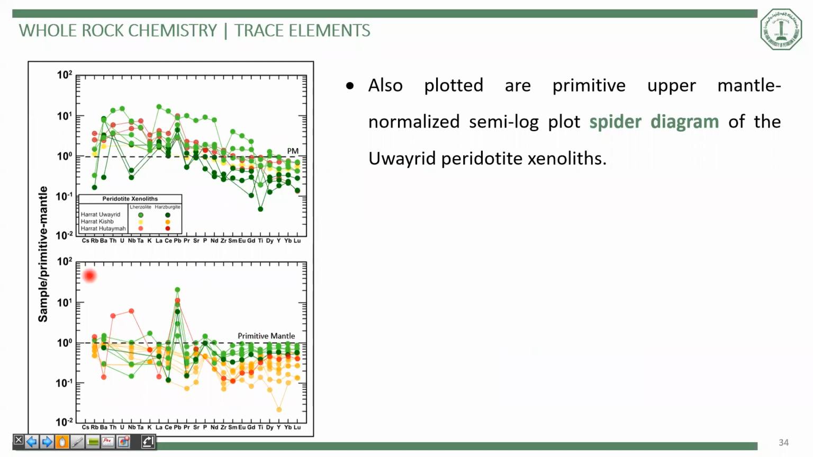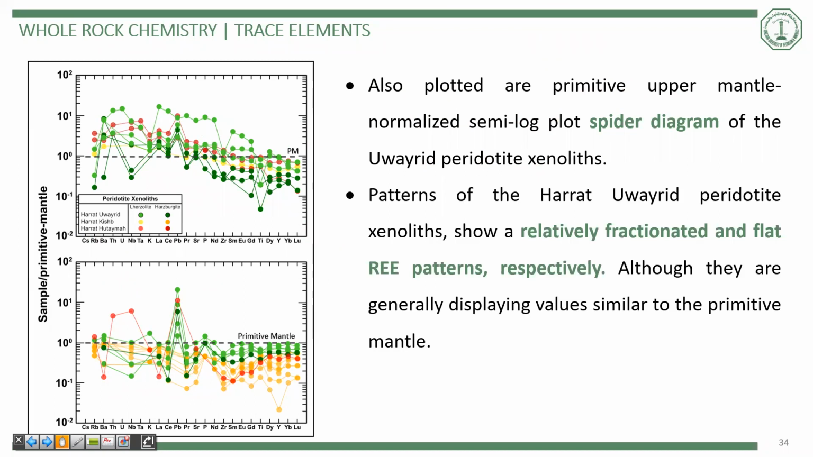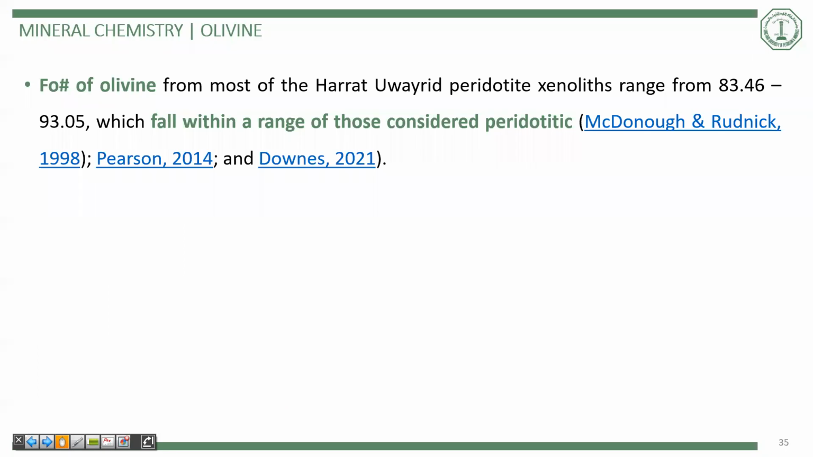Also plotted are several more variable trace elements onto the spider diagram normalized to primitive upper mantle. And here we have patterns that are relatively fractionated on the top and flat patterns on the second trend at the bottom, although generally they are still displaying values similar to the primitive mantle represented by the dashed line. We will continue with the mineral chemistry.